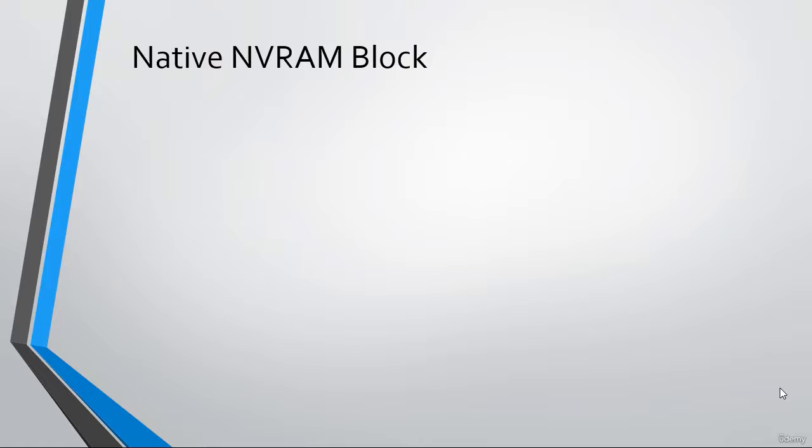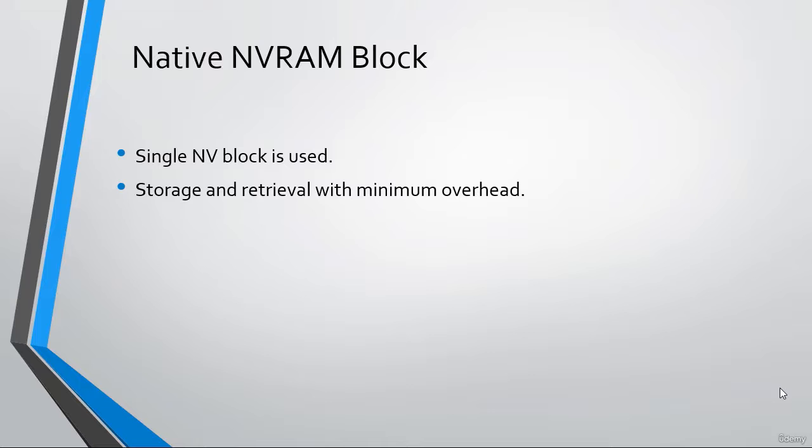The first one is native NVRAM block. So this is the simplest, we can say. Here one single NV block is used. Okay. So that's the peculiarity of this NVRAM block. We just need one NV block to use this management type. And as a result, it's having minimal overhead. We don't have that much complexity here. It's simple. So minimum overhead is another factor.